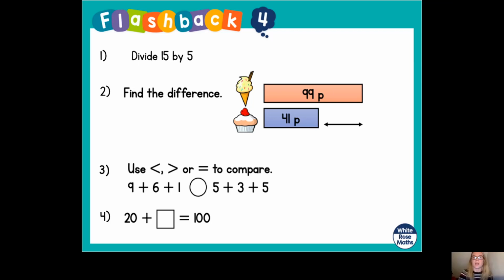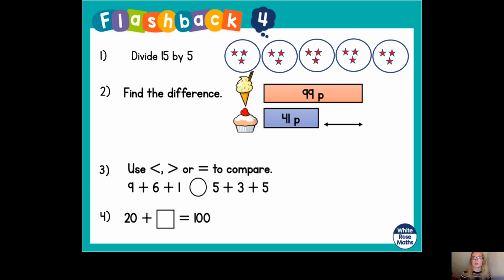So we're going to use sharing for the first question. Now, divide 15 by 5. So we've got 15 objects and we need to share them out into 5 groups, one at a time. How many objects will be in each group? Well, I did this earlier with stars. Can you see? There are 15 stars in total and I put them into 5 groups. Now, how many stars are in each group? Yes, you're right. There are 3 stars in each group. So 15 divided by 5 equals 3. Well done.